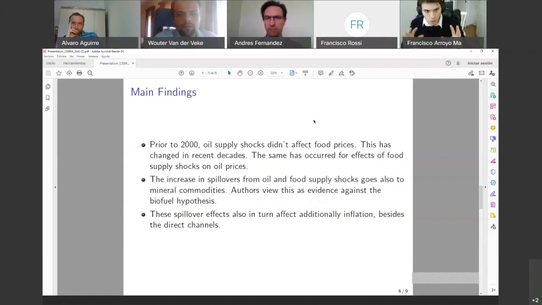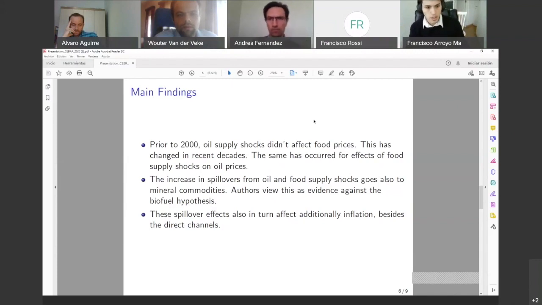So the authors may show many findings. I think my main takeaways from this paper are, first of all, that prior to 2000, oil shocks didn't affect food prices, at least not significantly, and that this has changed in recent decades, right? The authors have already shown this in the different graphs. And they show that the same occurs the other way around, right? You go from food to oil and you find a similar finding. I think this is obviously the most important finding they have.